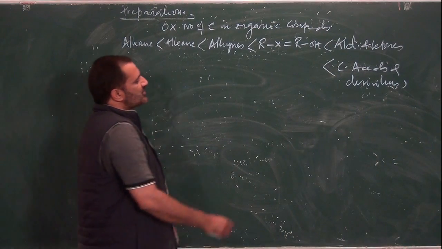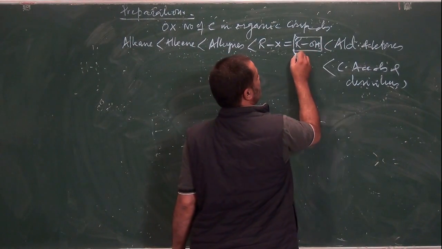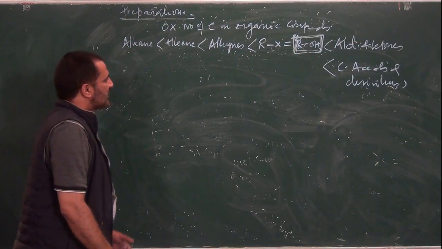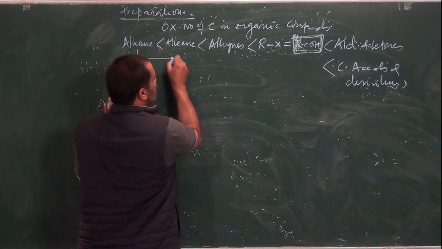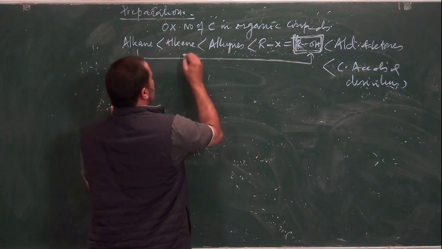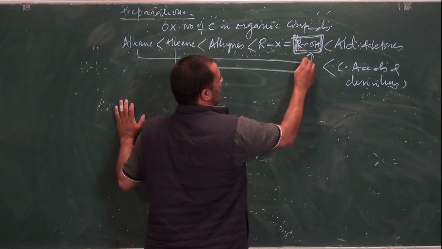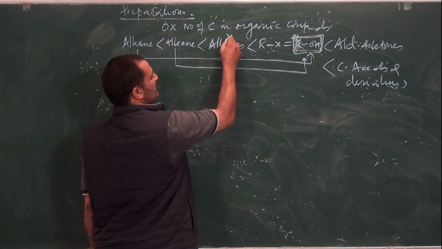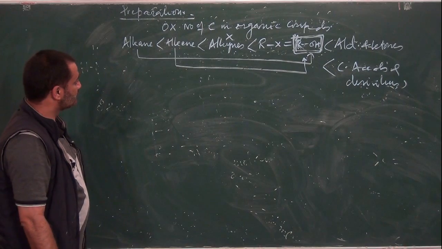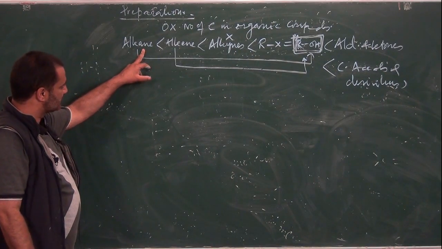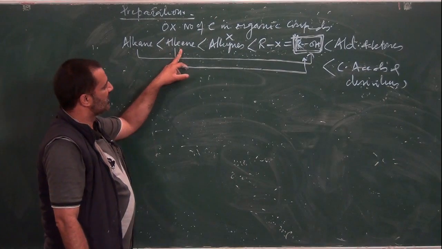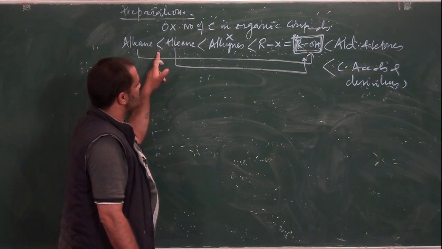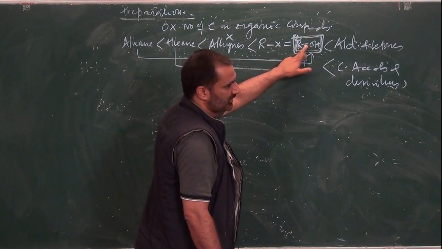So our target is this alcohol. If I want to prepare this alcohol, I can prepare it from alkenes, but not from alkynes. Alkenes have a lesser oxidation number of carbon. So carbon has a lesser oxidation number than carbon in alcohols.